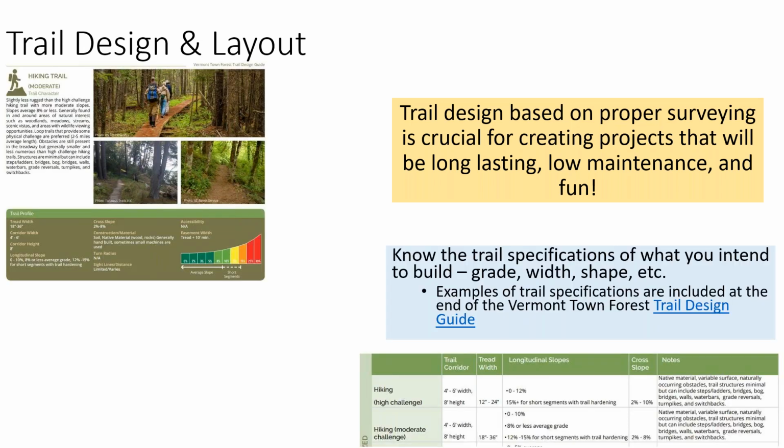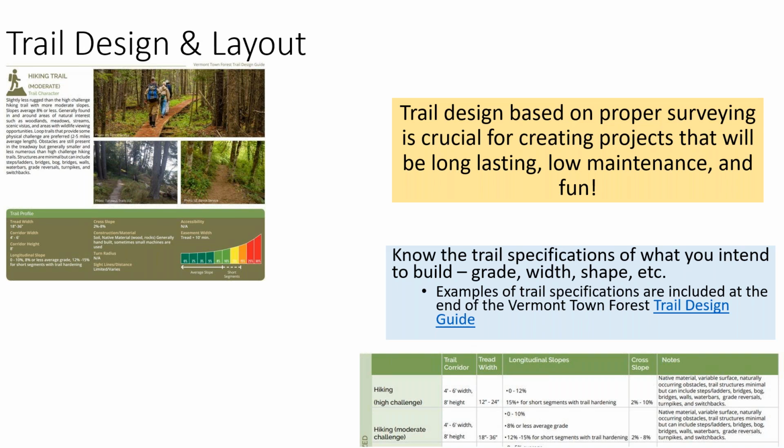So the Vermont Town Forest Trail Design Guide actually has these really great visuals that highlight trail specifications, which is one of the first things you're going to want to do when you're thinking of your trail design and layout: figure out what type of trail you're designing and laying out, and then what those trail specifications are. Trail specifications means the grade, width, and shape that you're aiming for. So you'll know, when you're walking through the woods or doing work from your computer, that you're thinking of a trail width from 4 to 6 feet, a trail height of 8 feet, and a slope of a certain percentage.